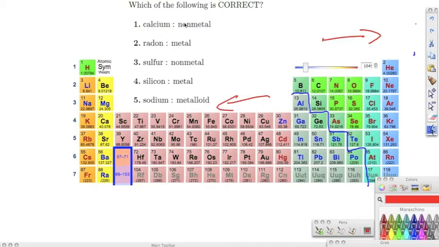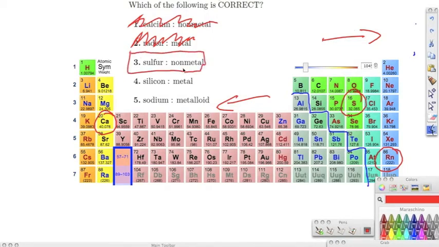So it says calcium is a nonmetal. Calcium is right here. It's obviously to the left. That's not correct. Okay, it says radon is a metal. Radon is right here, and it's to the right of the periodic table, and that is not correct. Then it says sulfur is a nonmetal. Sulfur is right here. Yes, that would be correct because it is a nonmetal. It's to the right of the stair step.